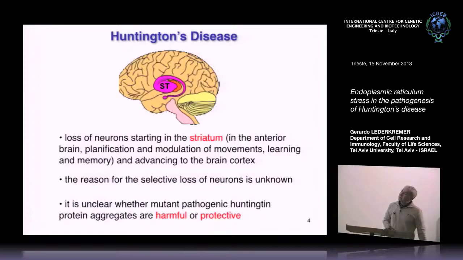The other open question is, if the protein aggregates that are formed in Huntington's disease are harmful or are actually protective? And this is an open question, actually, in the neurodegenerative field for many of the diseases. If the aggregates are actually a secondary effect of the disease, or they might actually be protective, even. So I'll try to show you some of the results that we have connected to this.